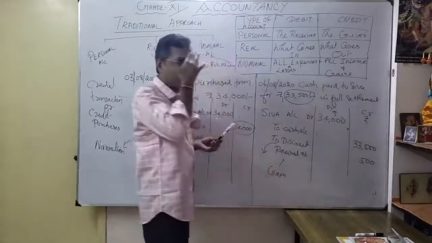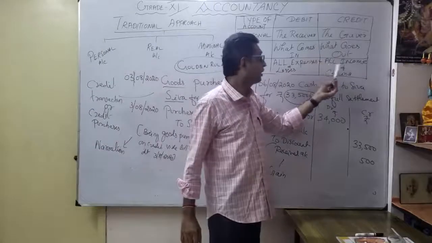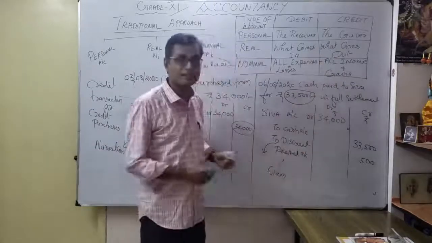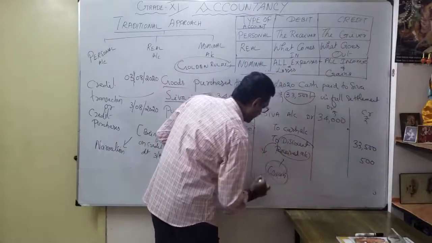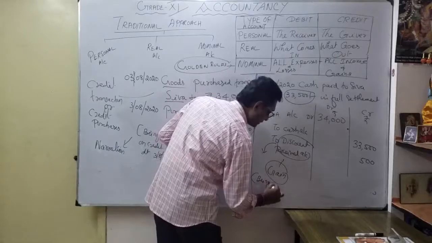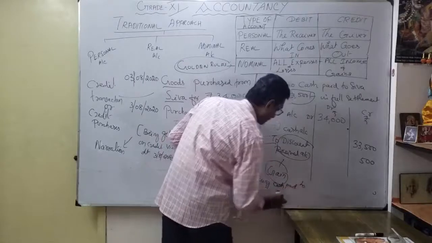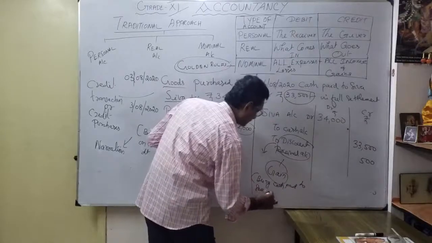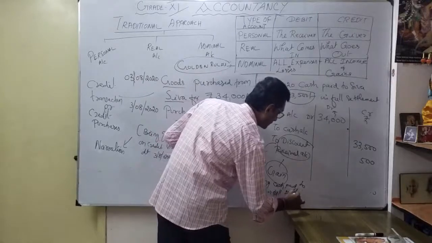So naturally, which account does it come under? Nominal account. Why is it a nominal account? Credit all income and gains. Here discount received is a gain. So then naturally the narration: being cash paid to Shiva in full settlement. Okay, full settlement.